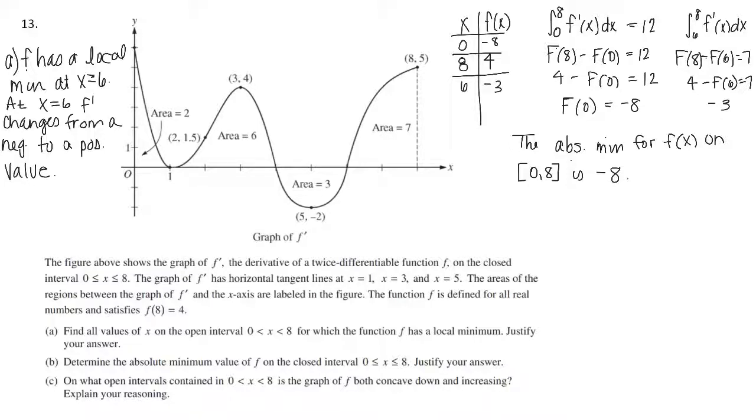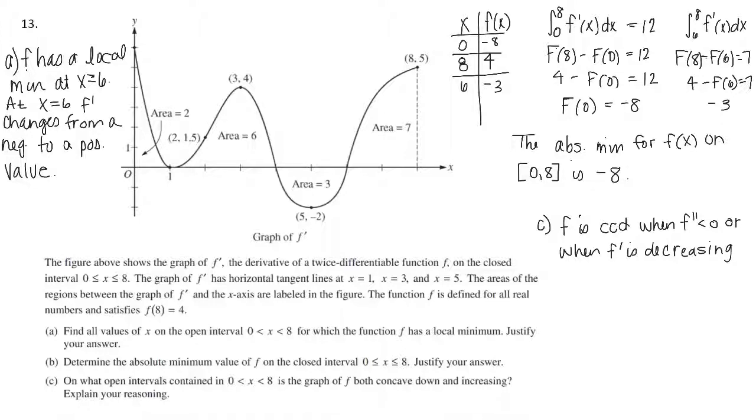Part C is asking on what open intervals contained in 0 to 8 is the graph of f both concave down and increasing. So let's think about what's going to happen here. F is concave down. We know that when f double prime is less than 0, or when do I know f double prime is less than 0? When f prime is decreasing. So that's pretty cool to make that connection.